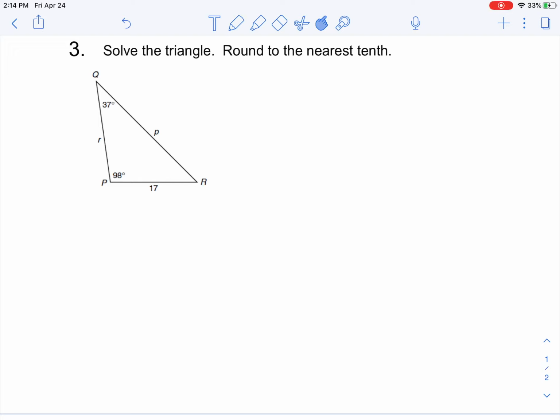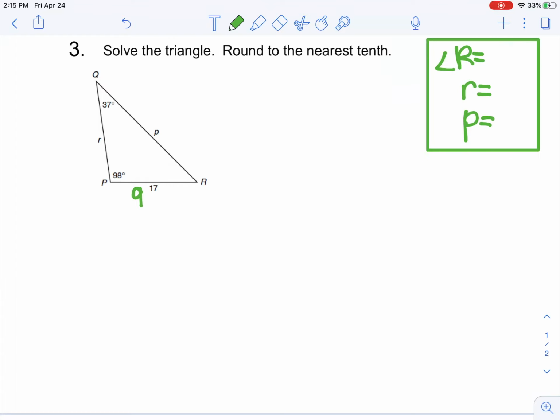Okay, number 3, we need to solve the triangle and round to the nearest tenth. So we will be using law of sines to help us solve this triangle. Remember, the first thing that I like to do is just write out what I need to solve for. I can see that I am given angle Q and angle P, but I am missing angle R. I am given side Q, which is 17, but I am missing side R and side P. So those are the three things that I need to find.